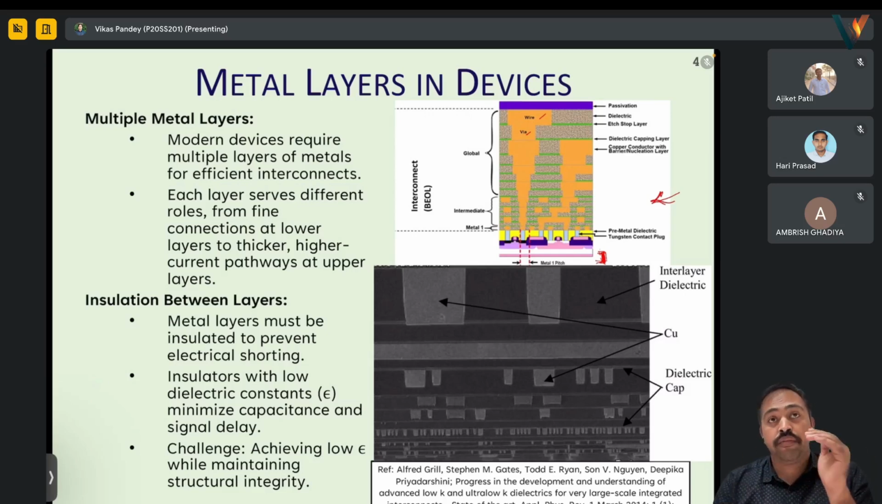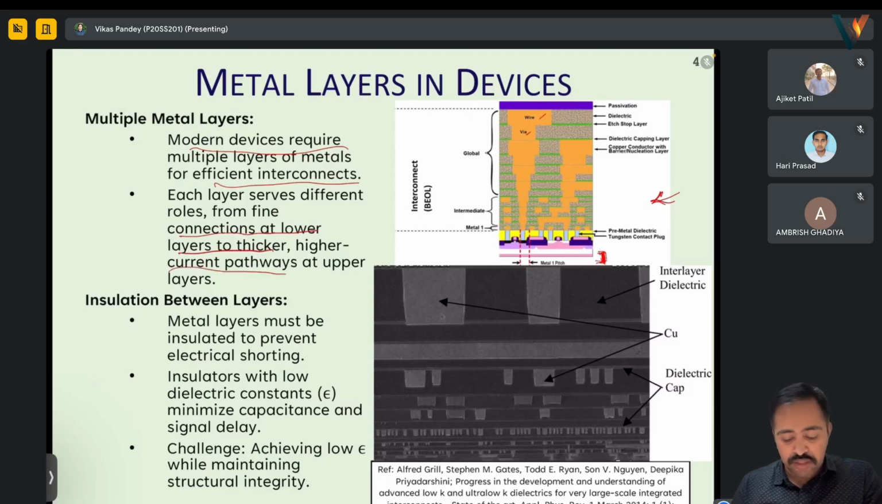Here, there are sometimes 200 or 300 layers of patterning, different patterns of metals and oxides, for a general processor that we use. These modern devices require multiple layers of metals for efficient interconnects because we cannot directly have one layer. We need different layers for different routing. Each layer serves a different role, from connections at the lower layers to thicker, higher current pathways at the upper layers.